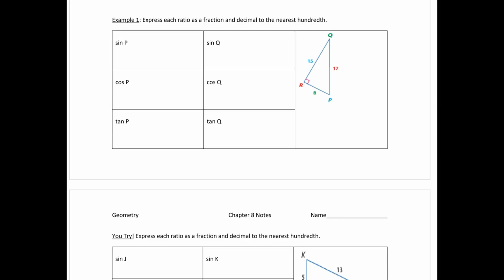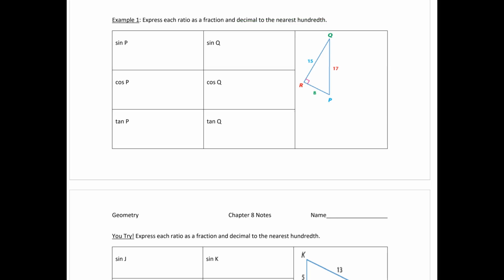So our example number 1 says express each ratio as a fraction and a decimal to the nearest hundredth. I'm actually going to let you handle some of the computing of this on your own. I'm going to show you what the fractions are going to be. So if you want to go ahead and put this into your calculator, that's fine. I'm just not going to show you how to do that.